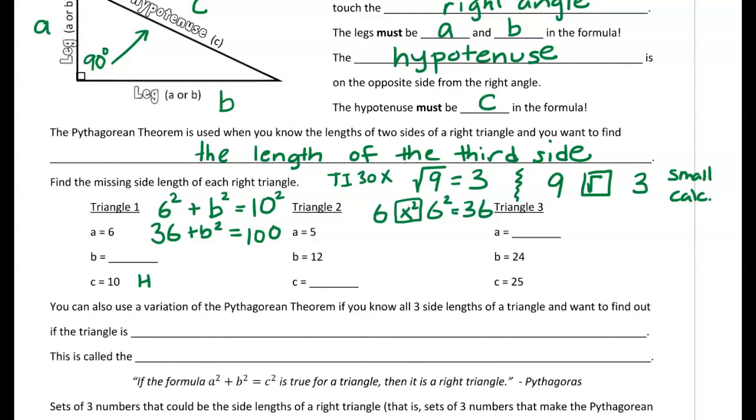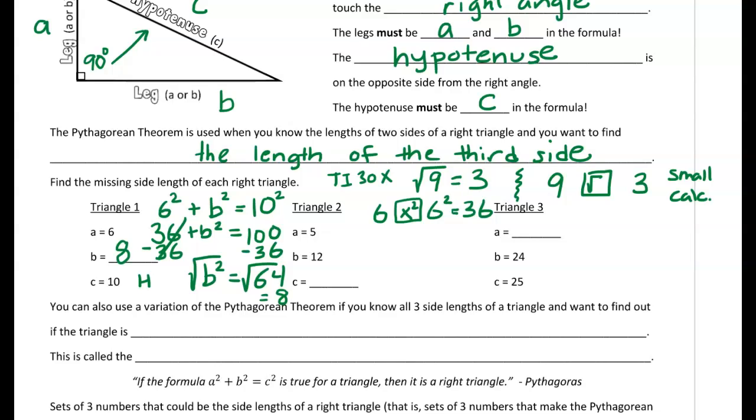And so now we're going to solve for B by subtracting the 36 from both sides, getting B squared all by itself, and then 100 minus 36 is 64. So now here's our last step, which is if we're trying to get rid of a squared, you have to do the opposite, which is find the square root. So if we take the square root of B squared and the square root of 64, you are going to get 8 as the answer. So that's one where you have a leg missing.